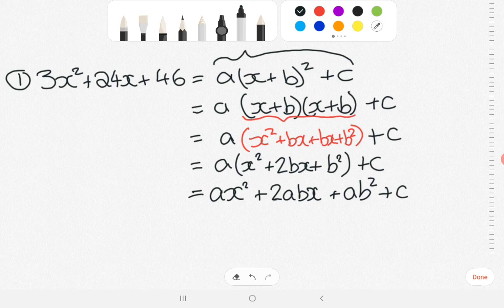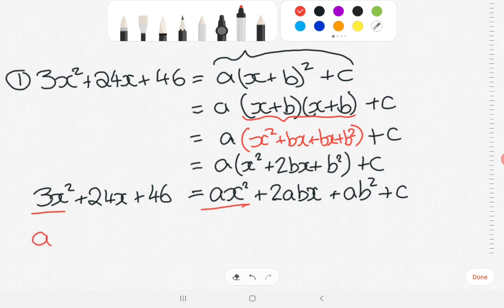Now if you think about what we did on the last video, we used a process called comparing coefficients, or we were looking at what matched. So if we look at our left hand side, we've got 3x squared plus 24x plus 46. The 3x squared goes with the ax squared. So if we compare those coefficients, I'm basically saying that a equals 3. So we can read that one off straight away.